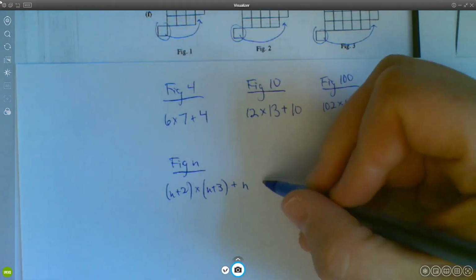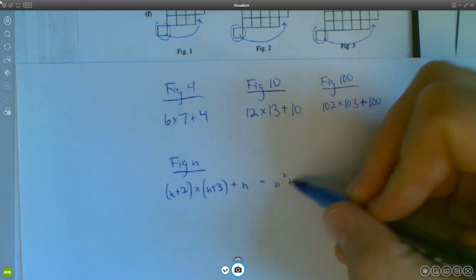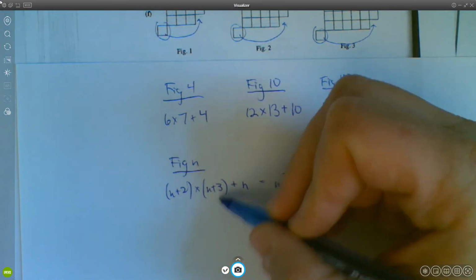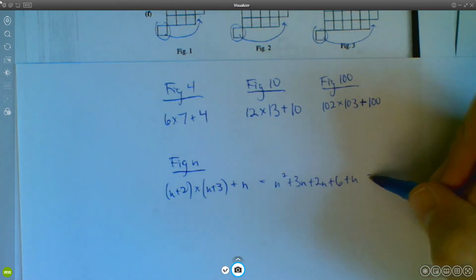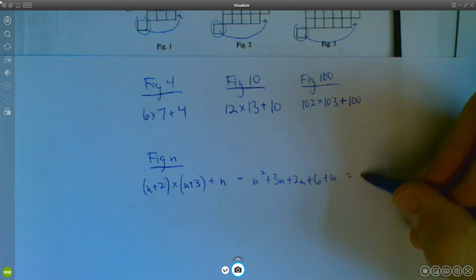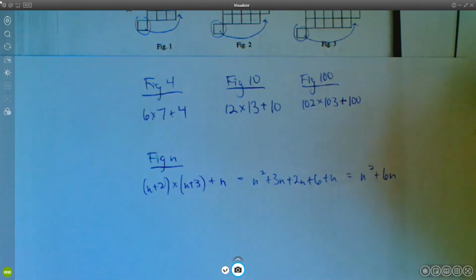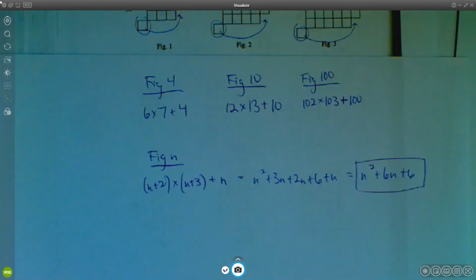Let's FOIL this out. We're going to get n squared, 3n, 2n, and 6. And then this other n comes along for the ride. When we combine our like terms, we get n squared, 5n plus n is 6n. So n squared plus 6n plus 6. So that's what you should have gotten there.